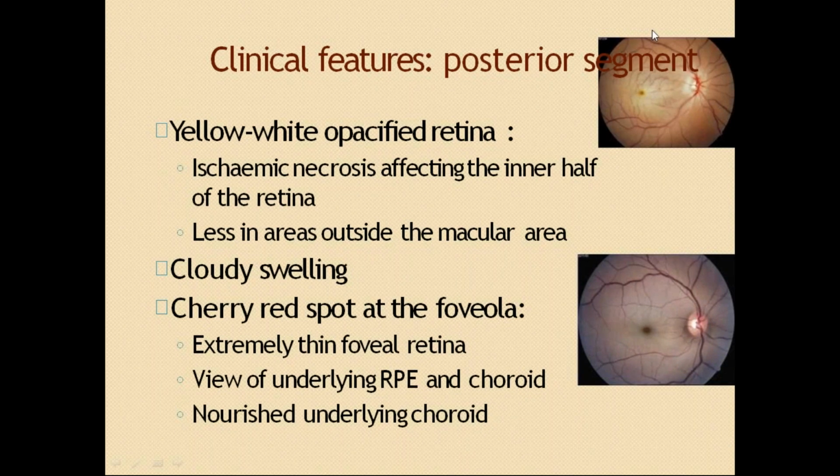Okay, why is there pale color? Because there is no nutrition, there will be ischemia. Okay, because the central retinal artery supplies the inner retinal part, the most commonly damaged part is the inner retina. Okay, so outside the macular area there will be less damage. So cloudy swelling, I told you there will be edema, so it appears pale in color.